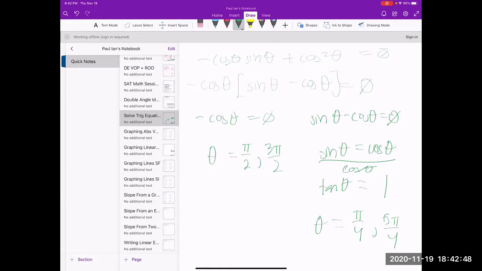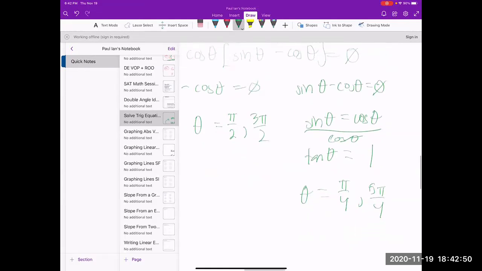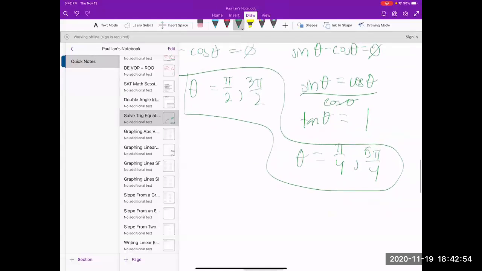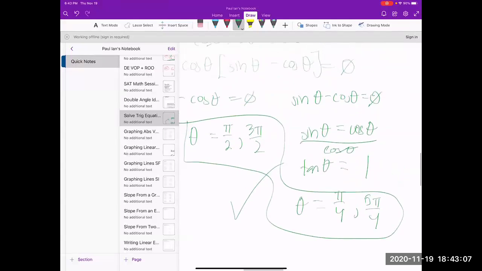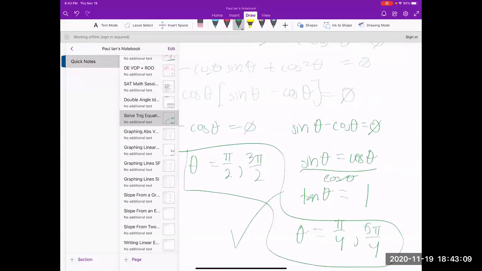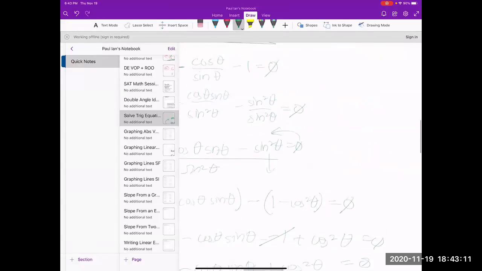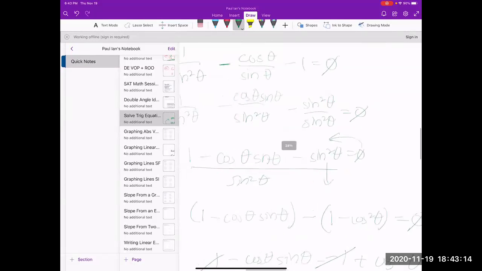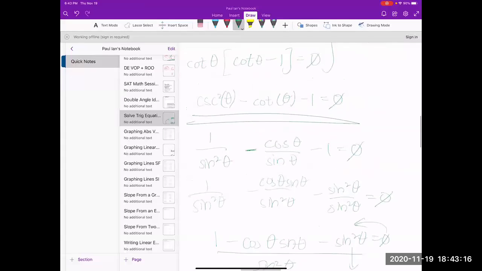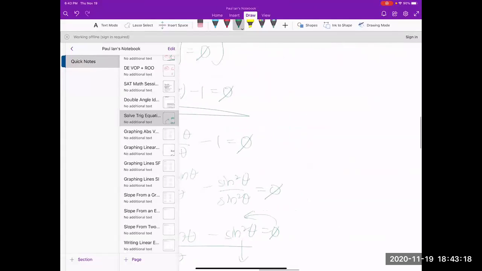Okay, what did you get again for this? This is what I got: pi over 4, pi over 2, 5 pi over 4, and 3 pi over 2. Okay, that checks off. But you did it in a different way, right? Yeah. Either way, as long as you're mathematically correct with your trig, it should work. Okay, what about another one?